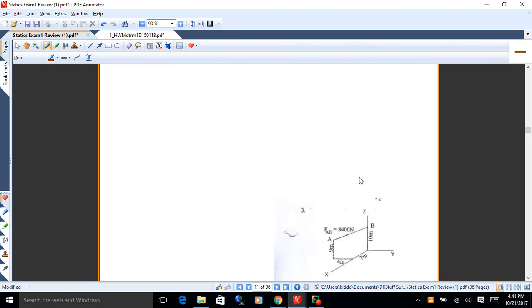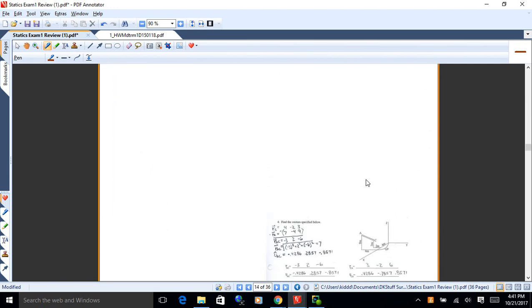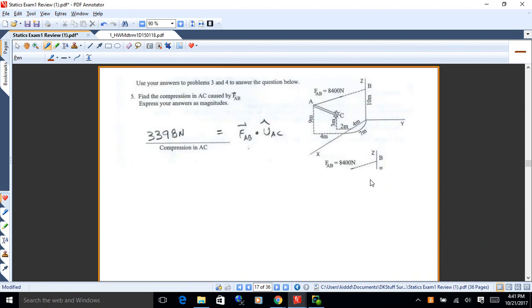Now, in this particular test, I had people find those vectors on the first 4 problems, and then use the vectors on the next 2 problems. So the idea was I didn't want you to have to keep finding 3-dimensional vectors all the time. It's fairly time consuming. So I had you find a bunch of vectors first and then use them in the next part of the test.